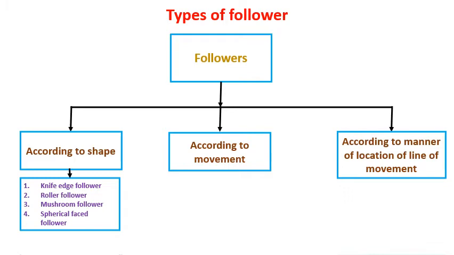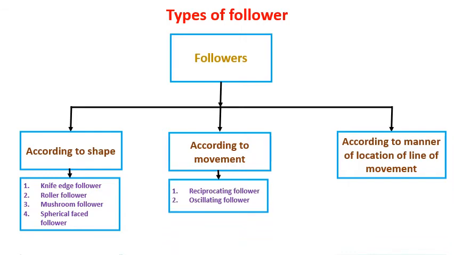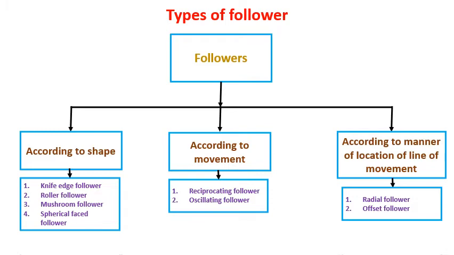The second category, according to movement, is classified into two types: reciprocating follower and oscillating follower. Third, according to the manner of location of line of movement: first one is radial follower, second one is offset follower. So let us see one by one.